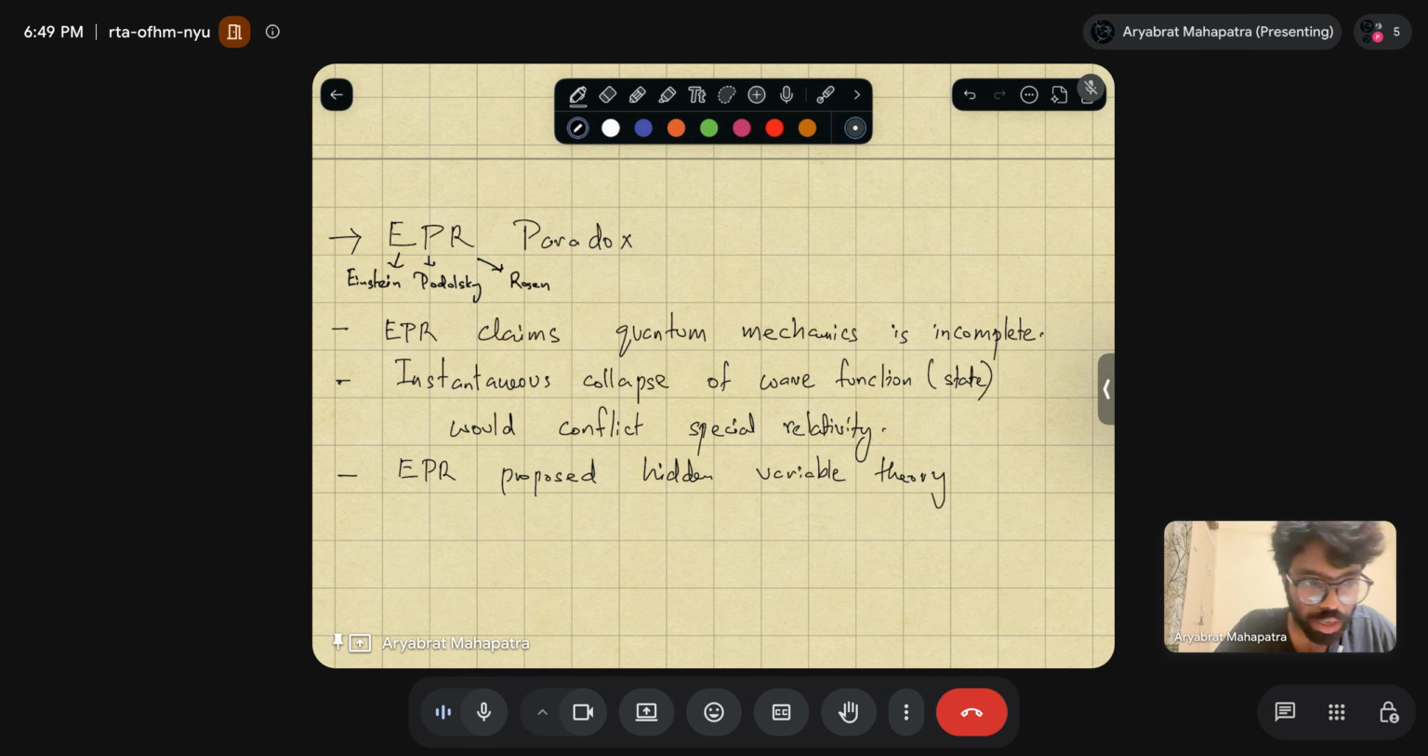But other than that, there are various things that go on inside, like the linear superposition, the collapsing of state, and all these different interpretations. To substitute those counterintuitive ideas, Einstein, Podolsky, and Rosen tried to propose a different way of understanding quantum mechanics, and that is through something known as hidden variable theory.